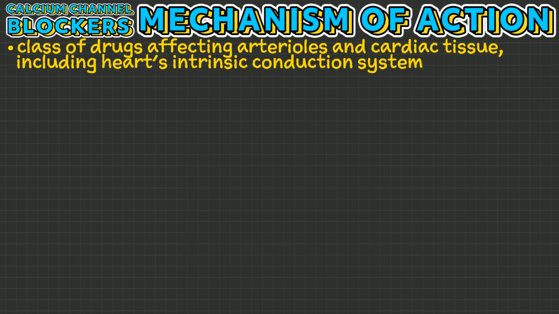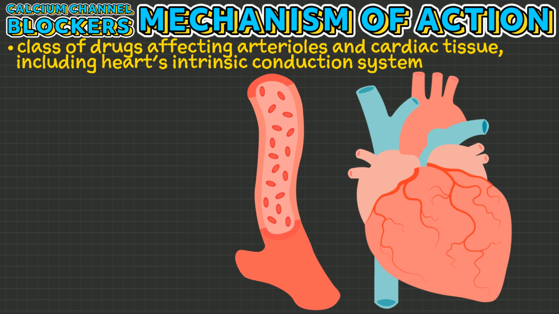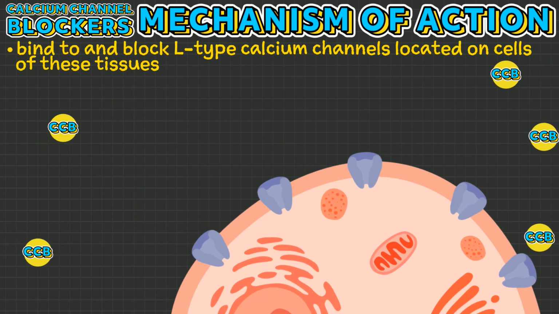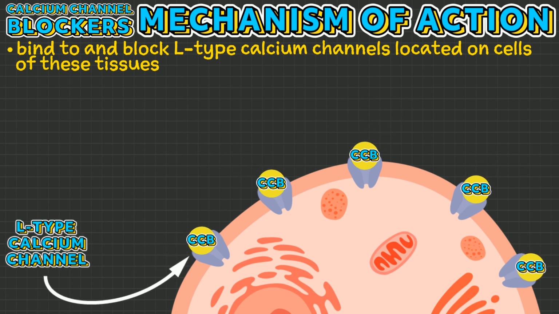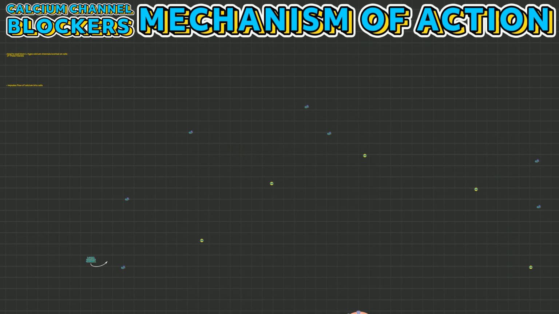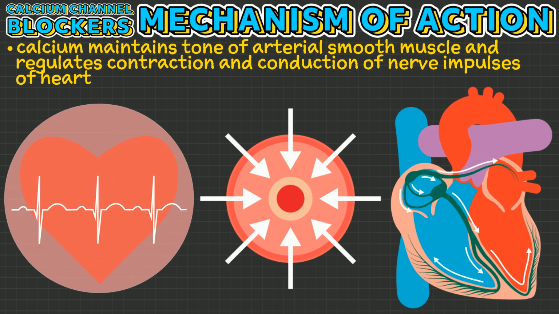Calcium channel blockers are a class of drugs that affect arterioles and cardiac tissue, including the heart's intrinsic conduction system. They work by binding to and blocking L-type calcium channels located on the cells of these tissues. This impedes the flow of calcium into these cells, which is essential for maintaining the tone of arterial smooth muscle and regulating the contraction and conduction of nerve impulses of the heart.